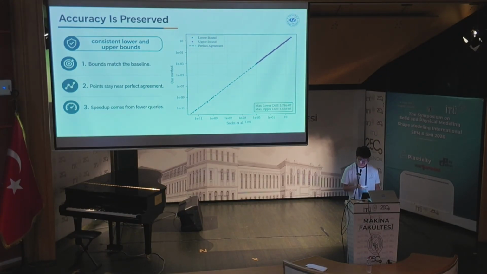So the acceleration doesn't change the final result. This is consistent with the algorithm design. When the local bound is enough, we stop safely. When it is not enough, we run the global image query. The final lower and upper bounds stay consistent with the cascading upper bounds baseline.